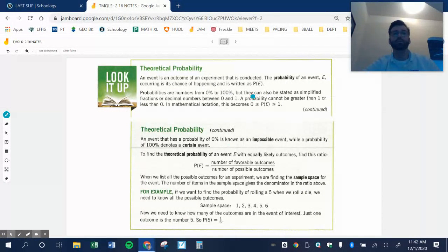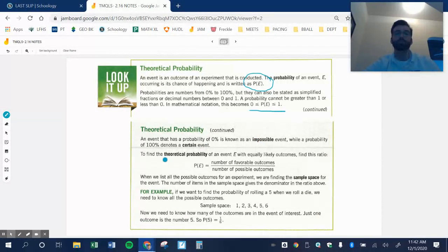All right, so here is theoretical probability. Probabilities are between 0 and 100. The probability of an event can be written like this. Probability is between 0 and 1, or it can be written as a percent. A lot of times we'll write probability as a fraction. If I ask for percentage, obviously we know that 0% is impossible. 100% is a certain thing.